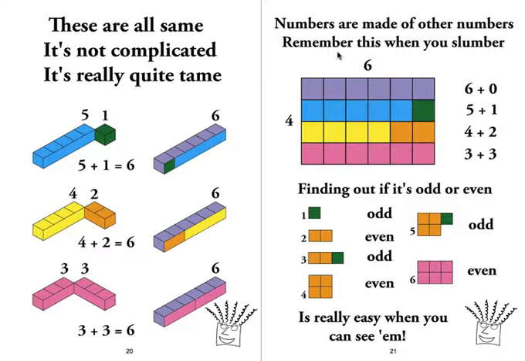6 plus 0, 5 plus 1, 4 plus 2, 3 plus 3. Finding out if it's odd or even. 1 is odd. 2 is even. 3 is odd. 4 is even. 5 is odd. 6 is even. It's really easy when you can see them.